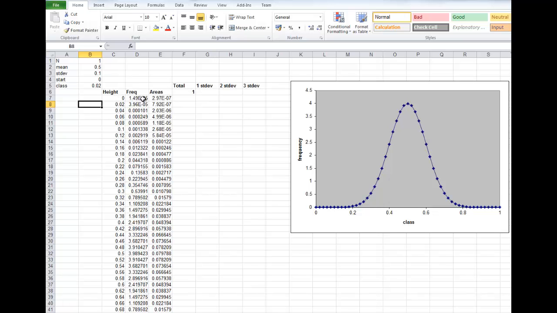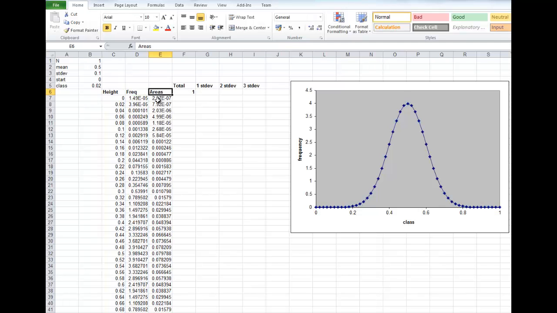Then we use the Gaussian equation in order to work out what the frequency of the deviation from the mean would be. You can see that the equation refers to the mean. That's how it relates to the deviation from the mean, and it also uses the standard deviation. So that equation is copied down here, and that's what's drawn under here.